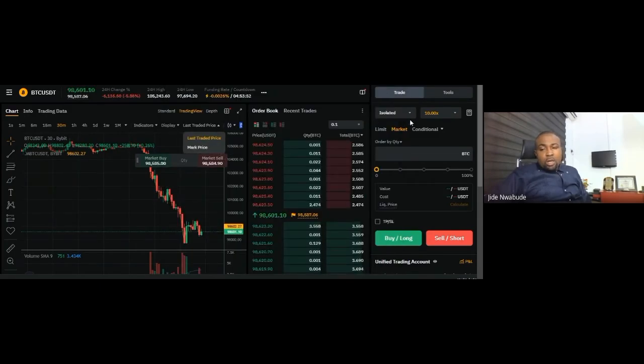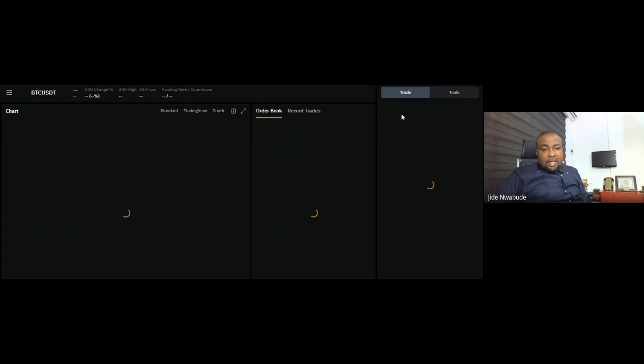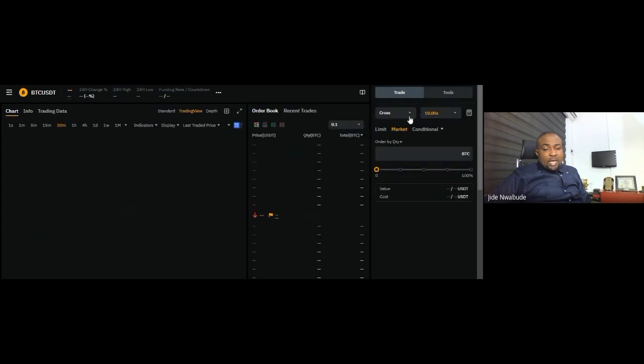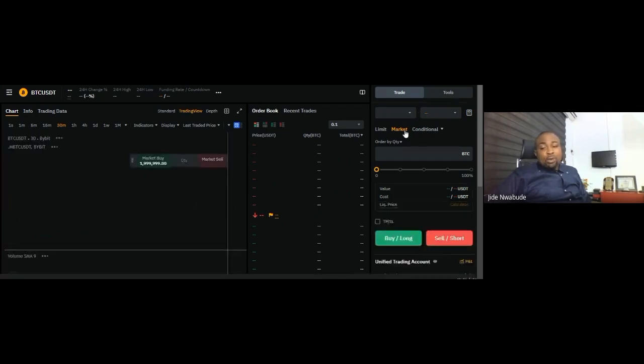So here, if I click on here, I have cross and isolated. The difference between cross and isolated is that if you say cross, you're simply saying that all the money you have on Bybit, they can use it to trade. But when you say isolated, it's only the amount you have chosen to trade with. If you lose it, that's all you lose. That's the difference between isolated and cross, right?